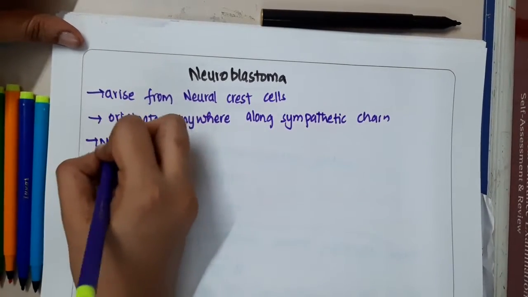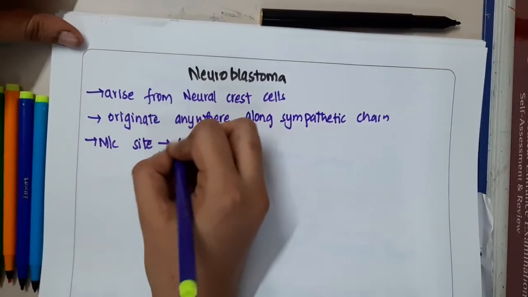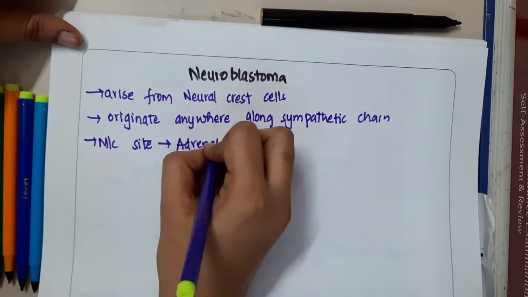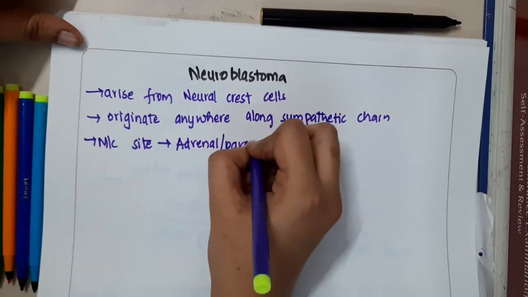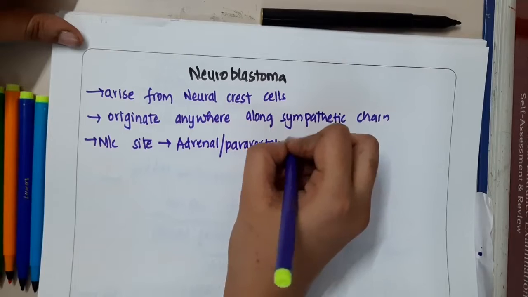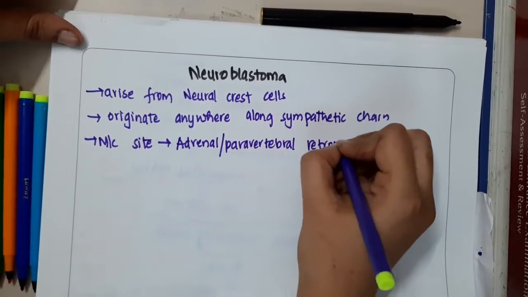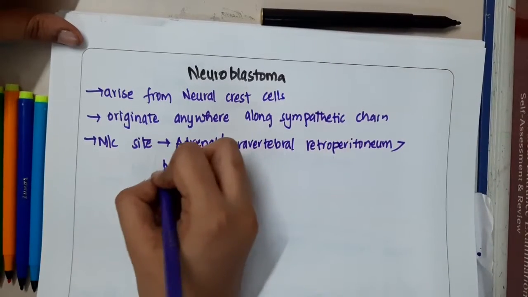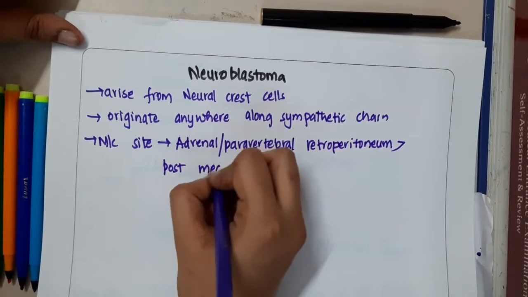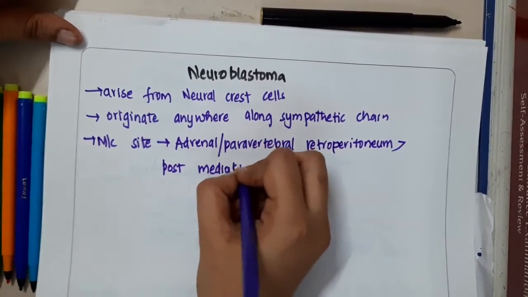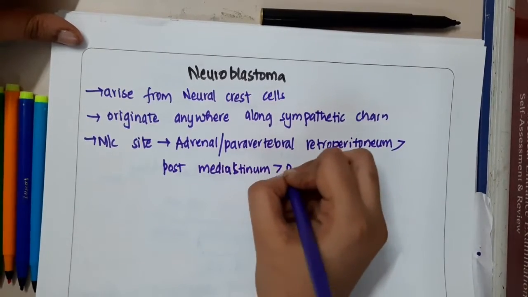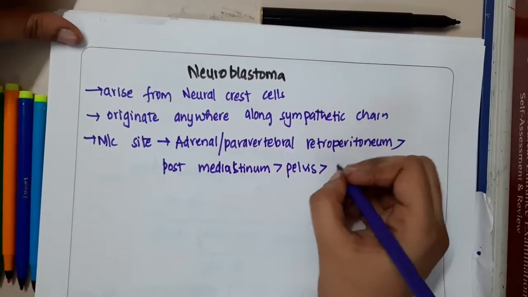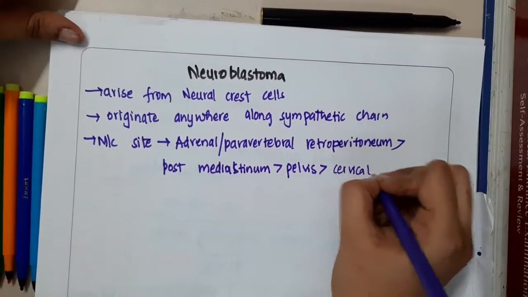So what is the most common site? The most common site is the adrenal, or the paravertebral retroperitoneum. Then it can be present in the posterior mediastinal area, or in the pelvis, followed by the cervical area.